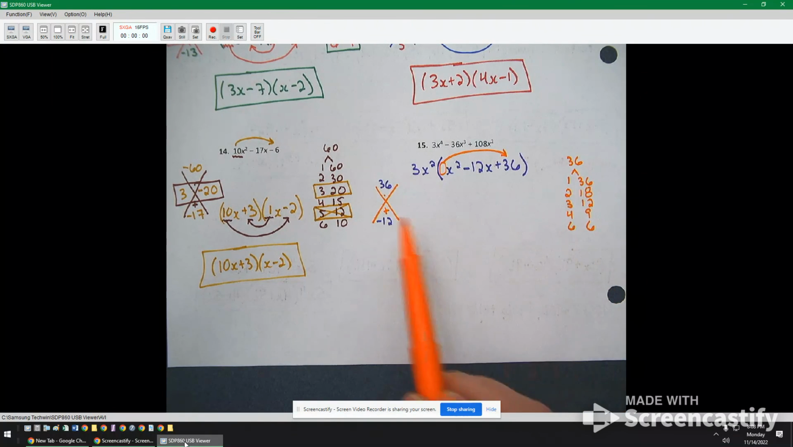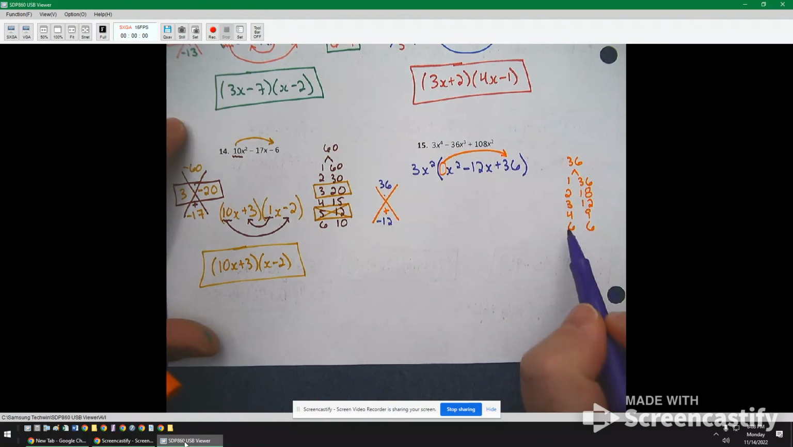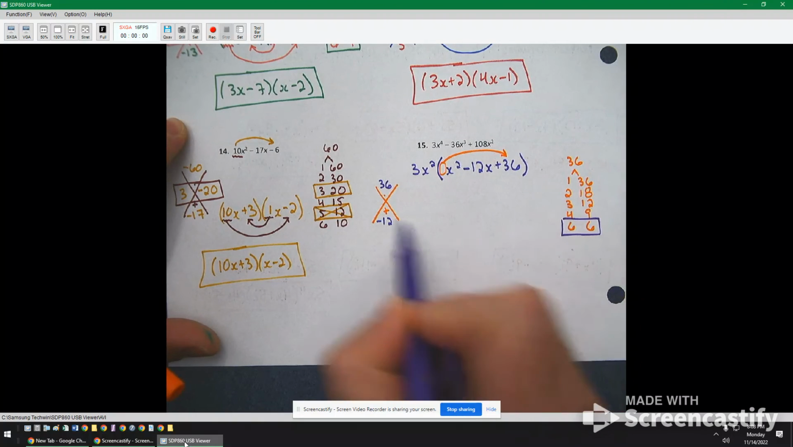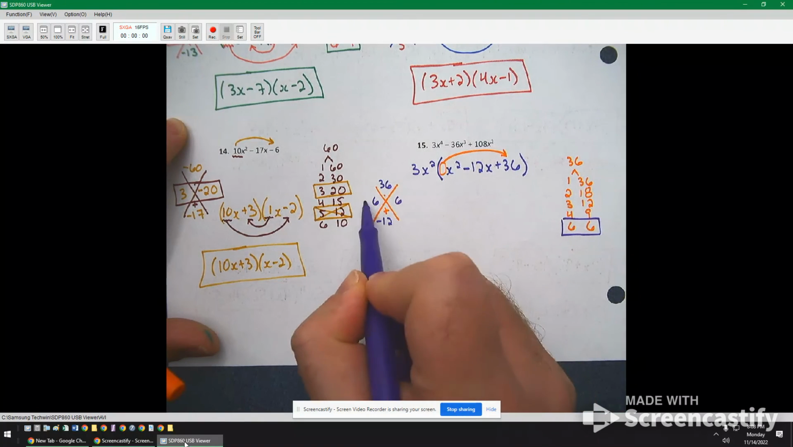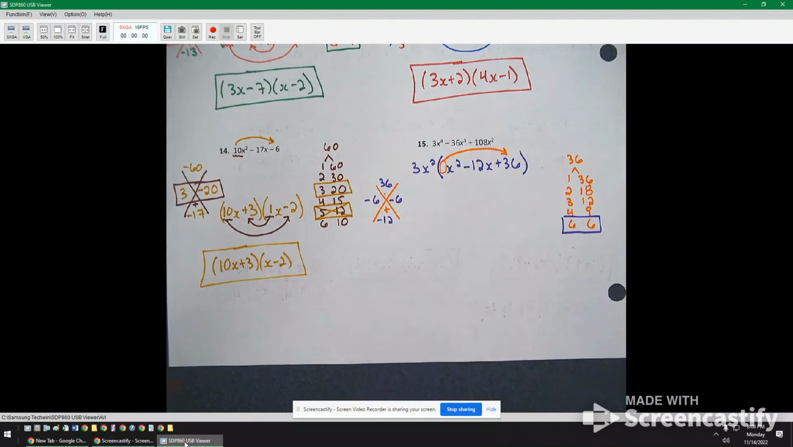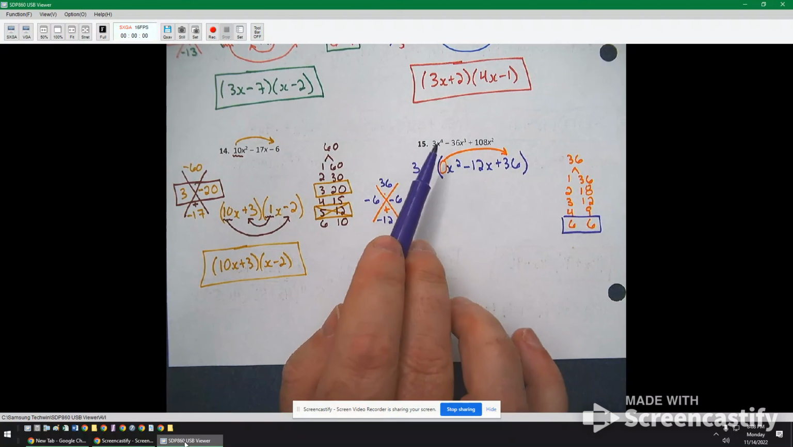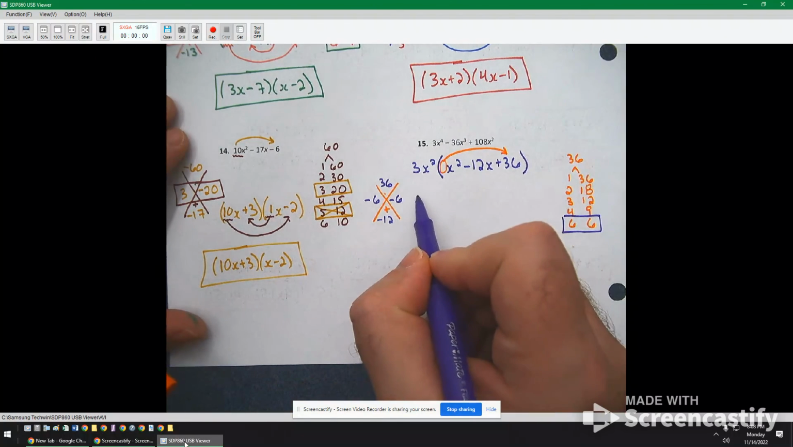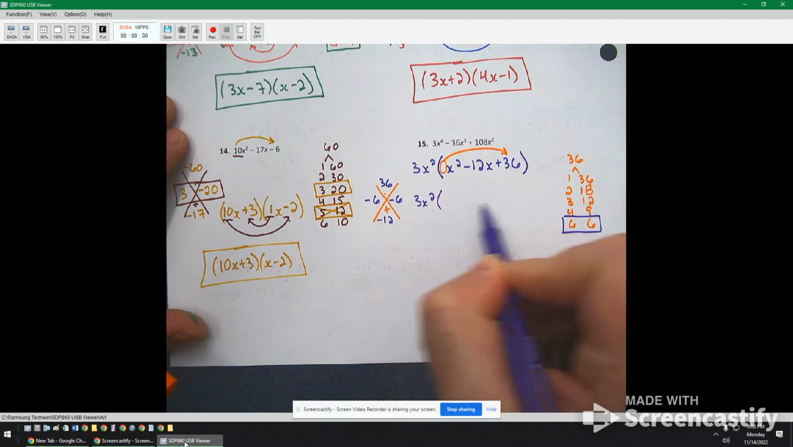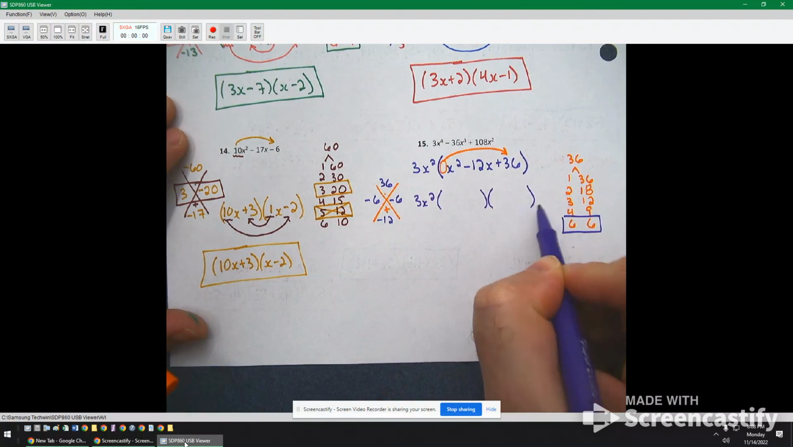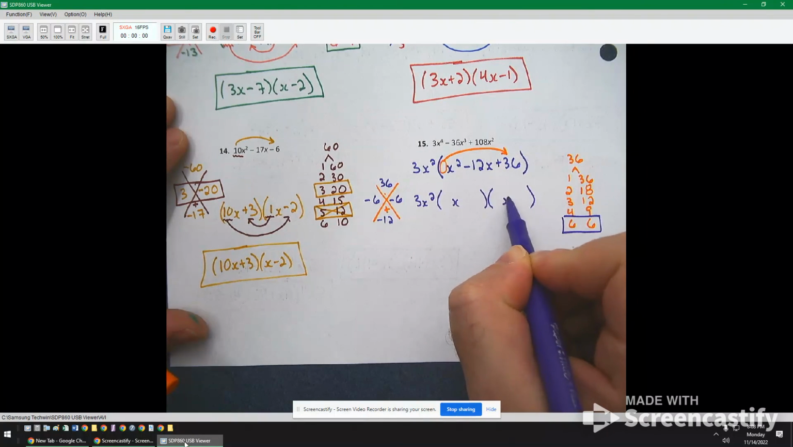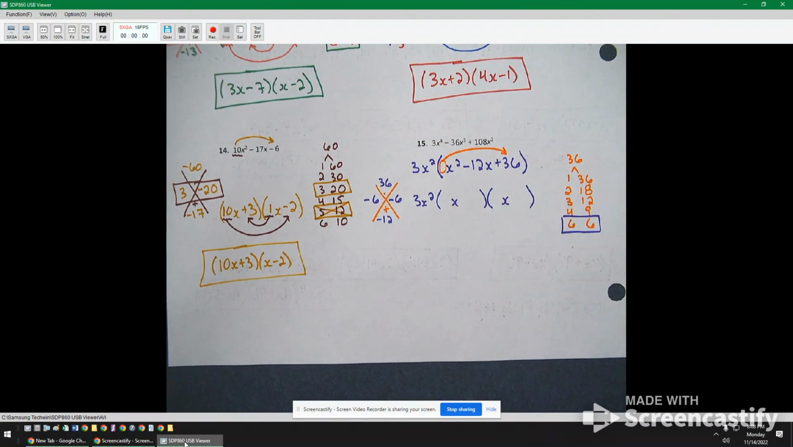So I've got to find a combination that makes 12. Looks like 6 and 6 is what I want. 6 plus 6 makes 12, so negative 6 plus negative 6 makes negative 12. Now, this 3x squared, it's out there forever. So this 3x squared is going to carry down, and then the next part is going to be my parentheses with the 4 spots around x.